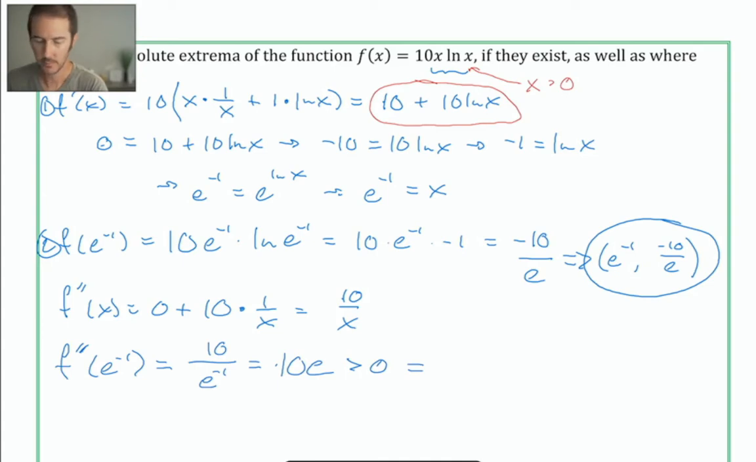So 2.7 is a positive number. Times 10, still a positive number. So I know that 10e is greater than 0. Therefore, if I can draw an arrow there, there we go, concave up.